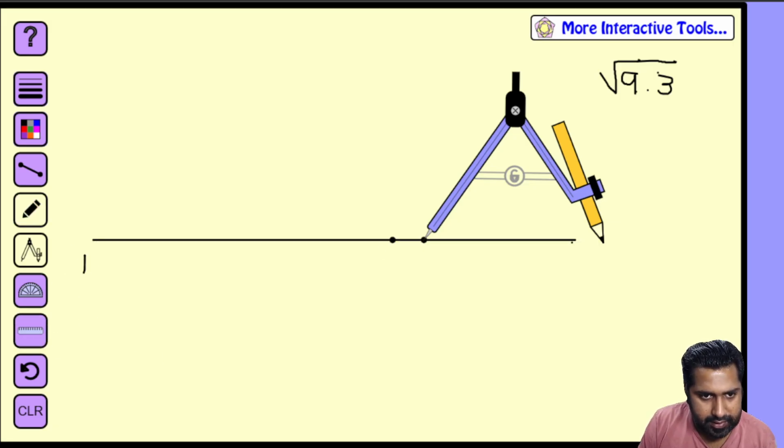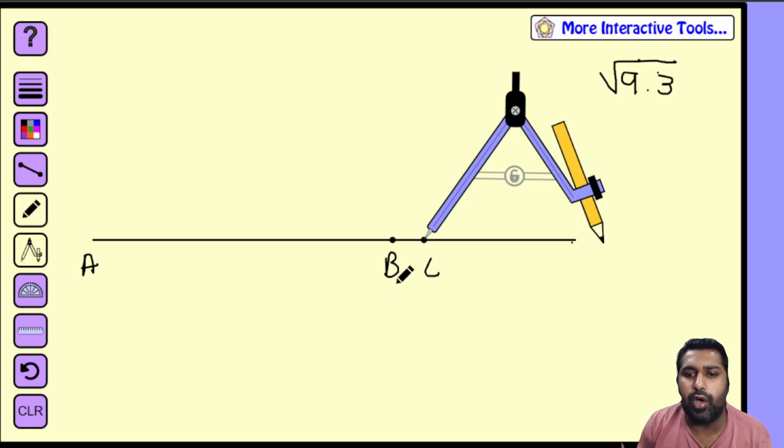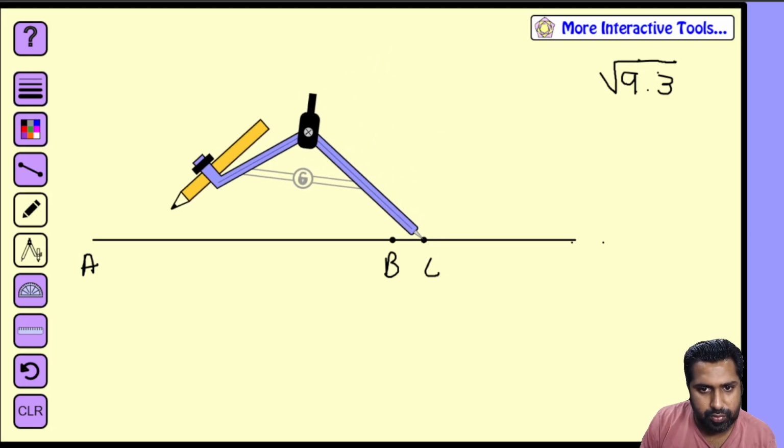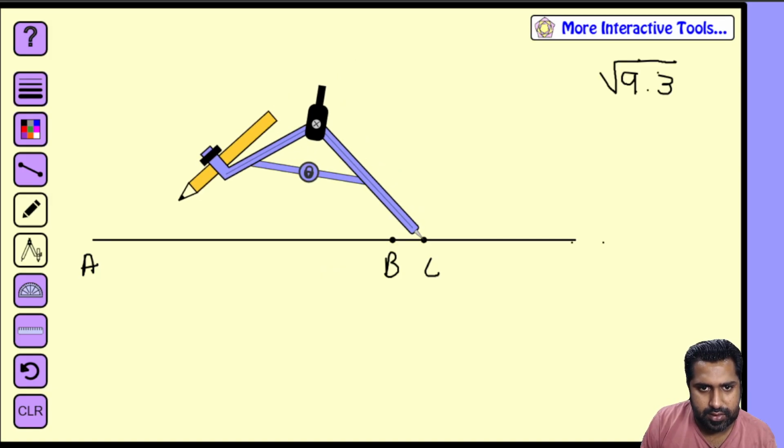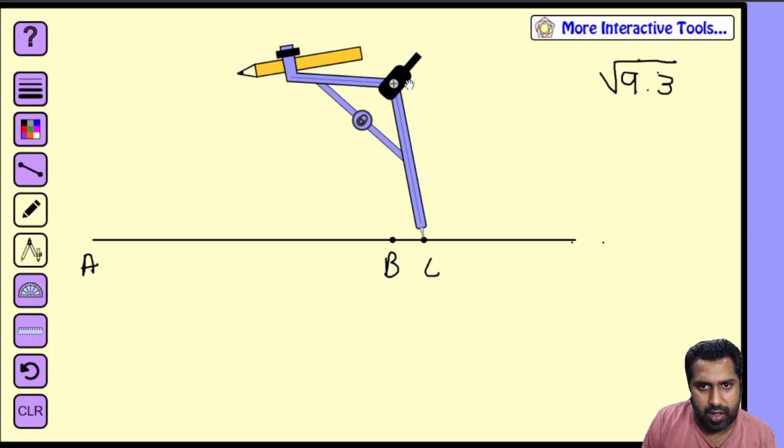Let's name the points A, B, C. AB is our 9.3, BC is 1 centimeter. 1 centimeter always, that's fixed, that you need to draw extra. Now what you need to do is, first step is draw the perpendicular bisector of AC. In order to do that, just open your compass more than half of AC, anything more than half. Okay, and then let's lock it and let's start marking the arcs.